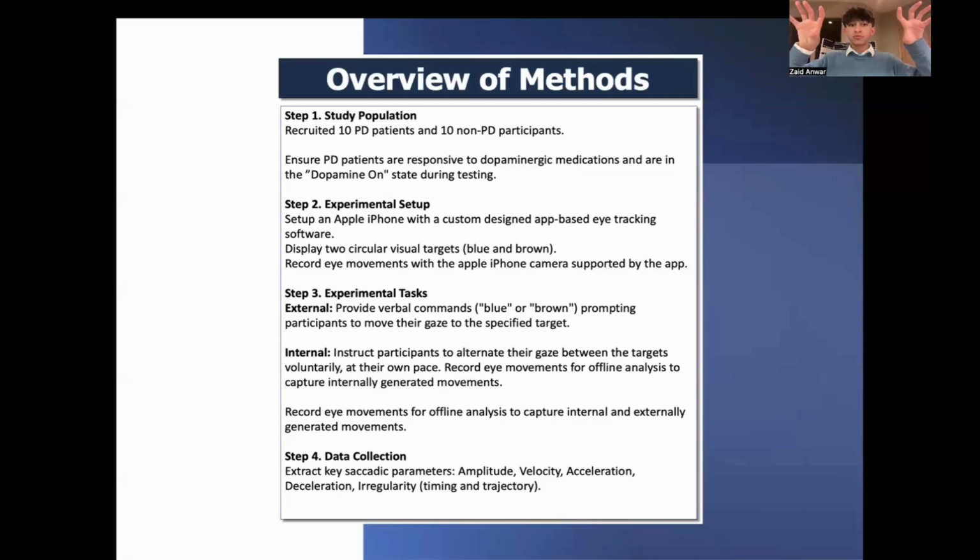And I displayed two visual targets. The left one was blue and the right one was brown. For their external cues, I told them, brown, blue, brown, blue. And that was their cue-based reaction. When I told them to do the internal movements, I asked them to look between them as fast as they can. And then after I collected these, I took out the key parameters like the amplitude, velocity, acceleration, deceleration, irregularity, and all of that good stuff.